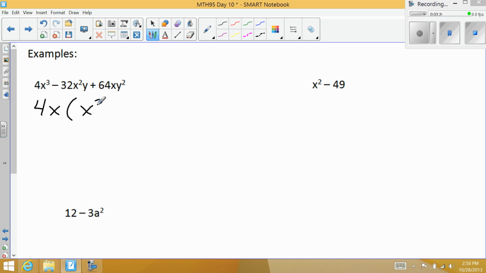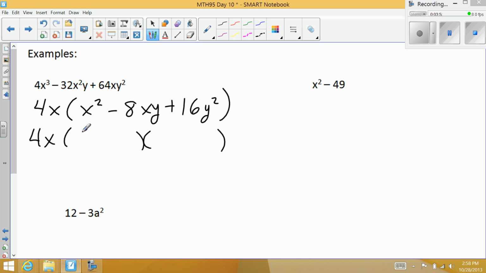That'd leave behind x squared, subtract 8xy, plus 4 goes into 64 16 times, 16y squared. So now I have an x squared that is a perfect square, and 16y squared is a perfect square. So if it's going to fit into this format, what I'll do is go ahead and take a guess that it will fit into this format. X squared factors to x times x. 16y squared would be 4y times 4y. And then I'm going to check and see if I get the correct middle term to subtract 8xy.